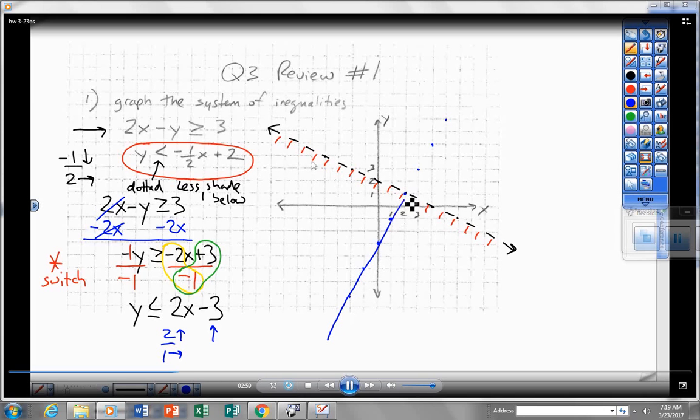If this was a set of equations, you would be looking for that point. But this is a set of inequalities. The inequality is less than, so I will shade a little bit below that blue line there. So shading below.